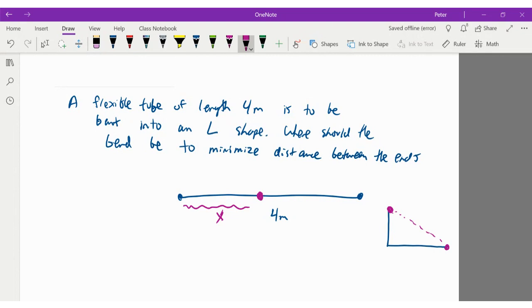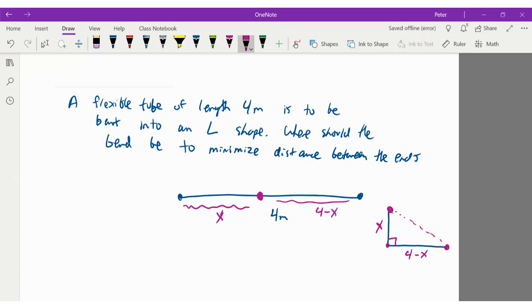X meters from one end of it, and what that means is that this length here becomes 4 minus x. If I draw this, that means that that's going to be x meters long, and this is going to be 4 minus x meters long. I realize once again I'm putting the x on the vertical axis, but it doesn't really matter what I call it. So you can imagine that this is now going to be a right triangle.